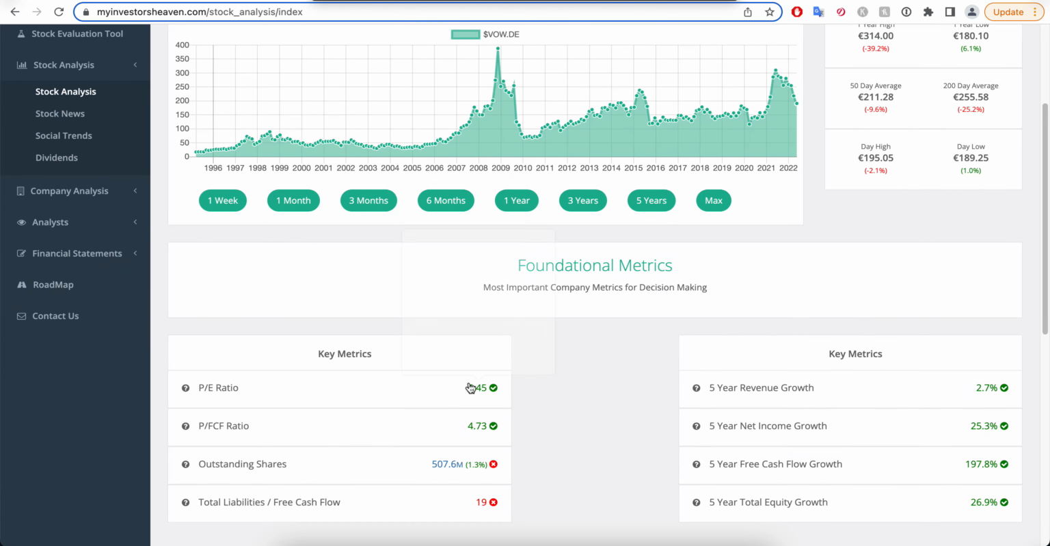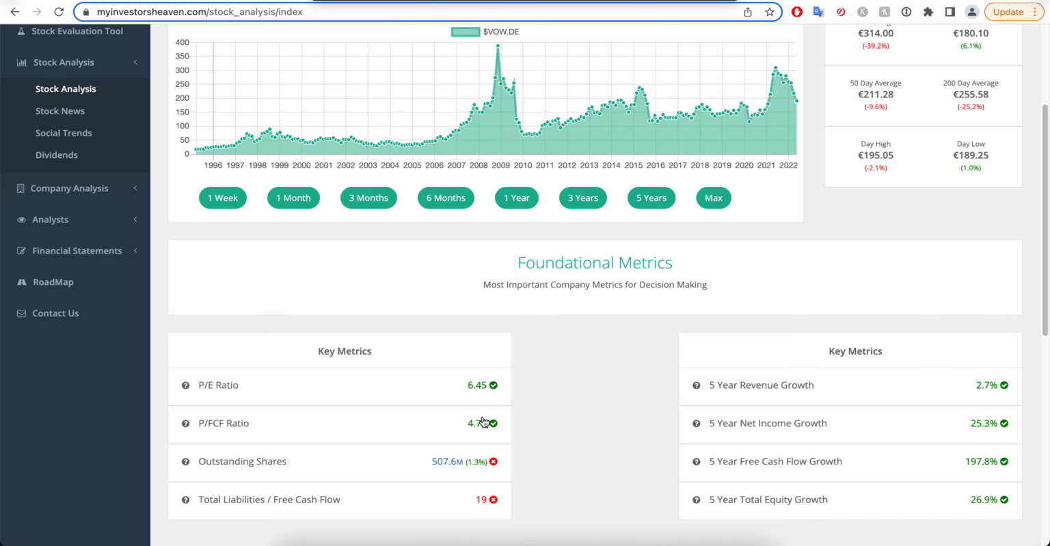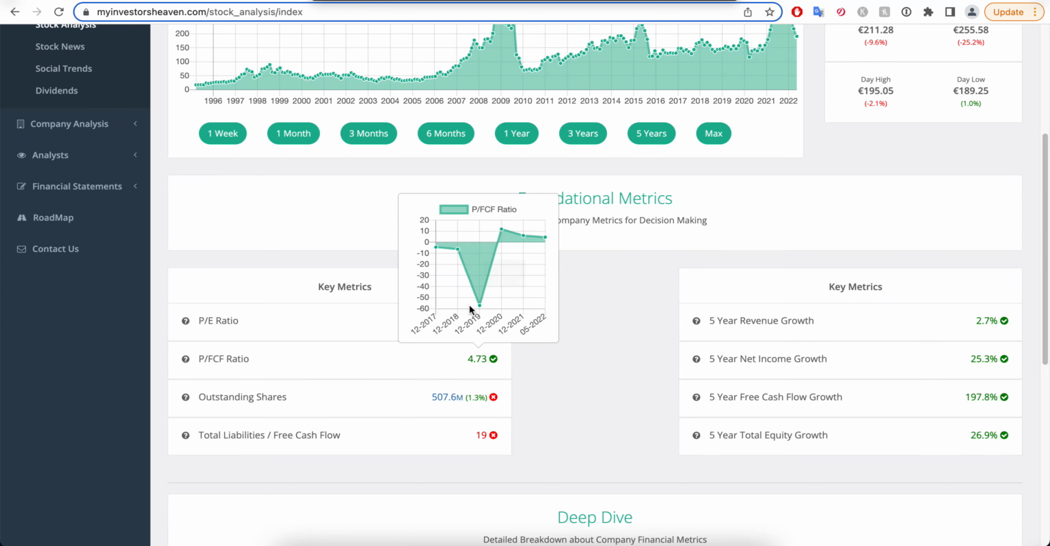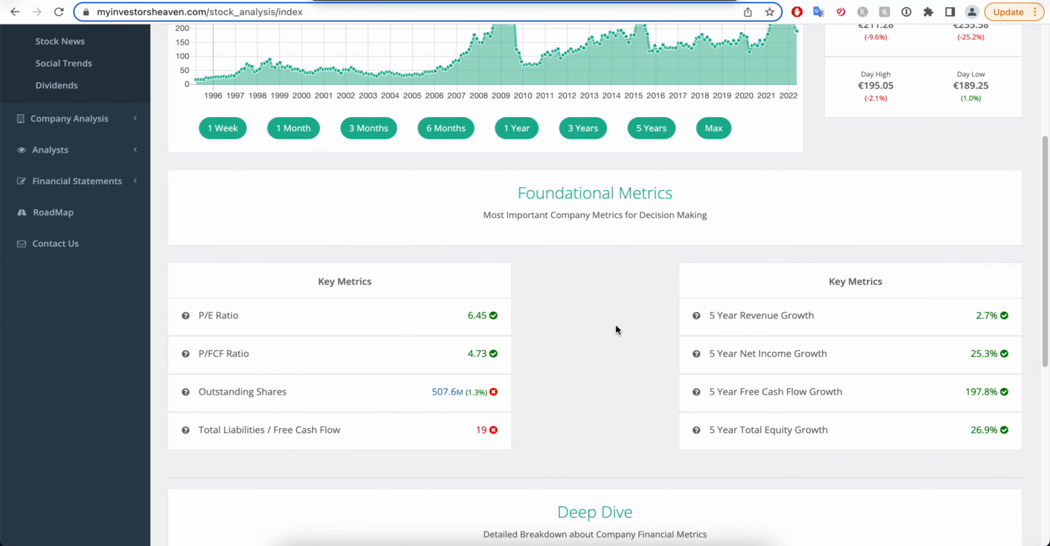The P/E ratio of the company, though, is very low, 6.4, and the price to free cash flow ratio is also fairly low, 4.7 here, and it even used to be negative some years ago. So the company is doing better. A little bit of extra dilution, but not much. This is 1%. I'm not too worried about this one.